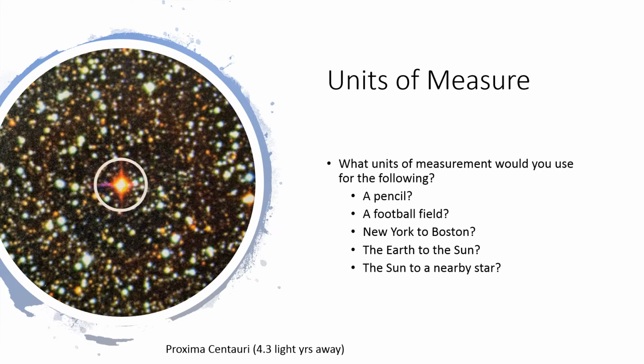We obviously have a variety of units of measure to fit a variety of circumstances. So, for example, if you're measuring a pencil, you might use centimeters or even inches. A football field's marked in yards, correct? New York to Boston, we probably measure in miles. And the same is true with the Earth to the Sun, or kilometers. But from one star to the next, we need a new unit, and that's going to be a light year. And you can see in this picture here, Proxima Centauri is the closest star to us outside of our sun, of course, and it is 4.3 light years away.